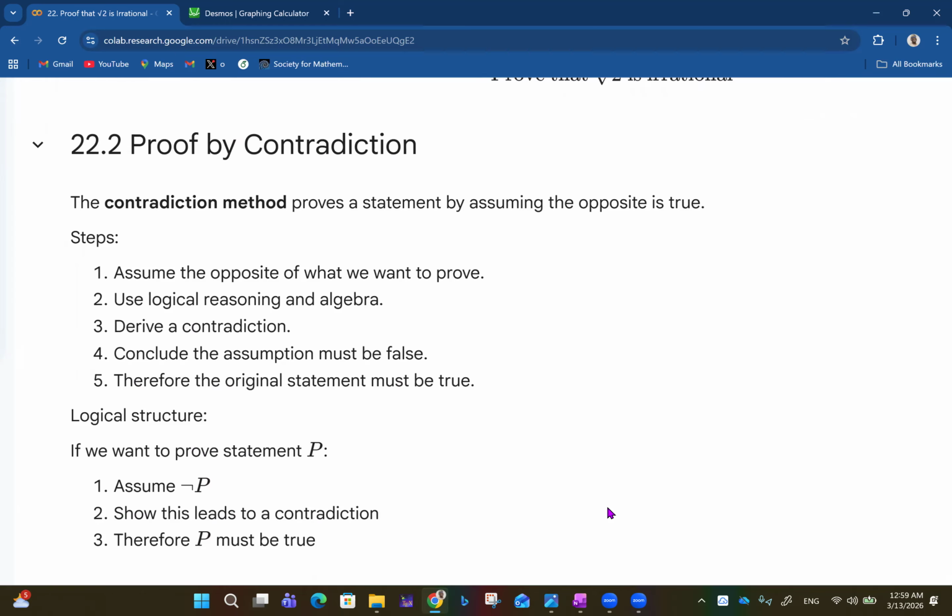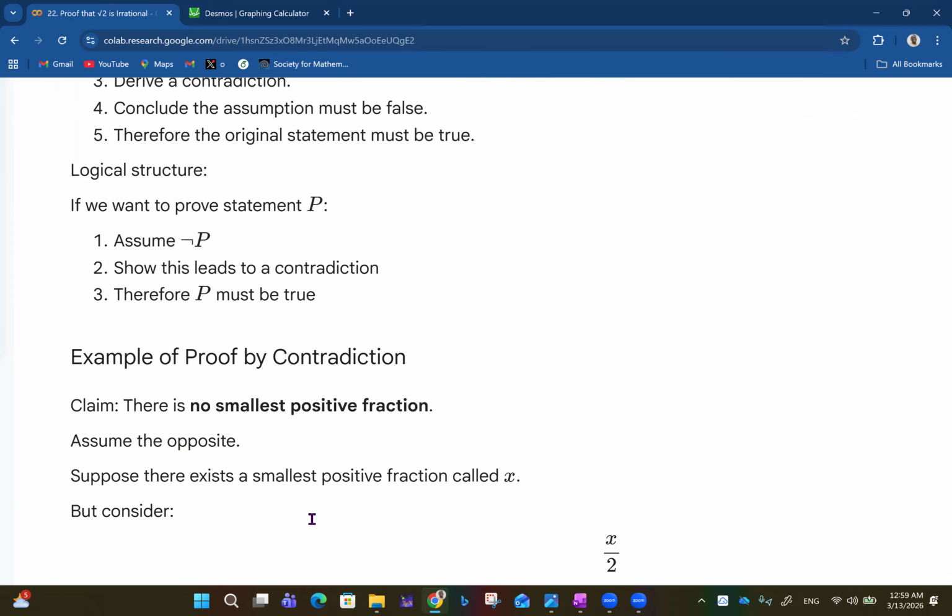So the contradiction method proves a statement by assuming the opposite is true. So the steps you take: you assume the opposite of what you want to prove, then you use logical reasoning and algebra, then you derive a contradiction, and then based on the contradiction, you conclude the assumption must be false, and therefore the original statement must be true. And then the logical structure is something like this. If you want to prove statement P, you assume the negative of P, and then you show this leads to a contradiction, and therefore P must be true. So if the negative of P is not true, then P is true automatically. That's the idea of proof by contradiction.